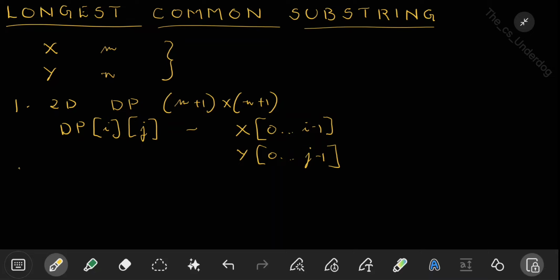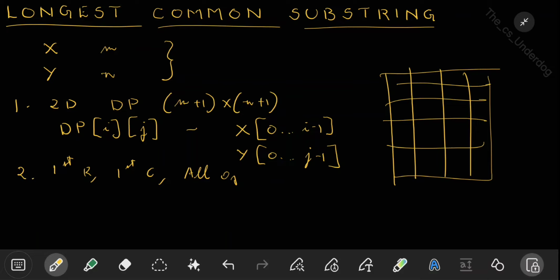Next, we have to initialize rows and columns. You will initialize the first row and first column with all zeros. This is the next step. All the values of the first row and first column in your DP table should have all zeros. We already discussed why it is so, because if you consider the length of X as 0 or the length of Y as 0, in both cases the longest common substring will have a length of 0.